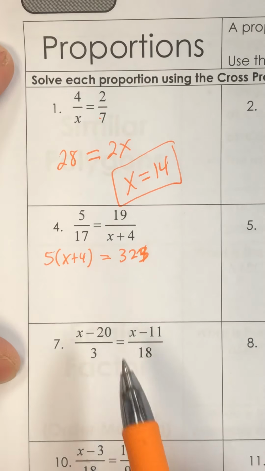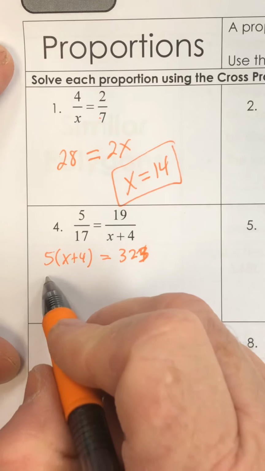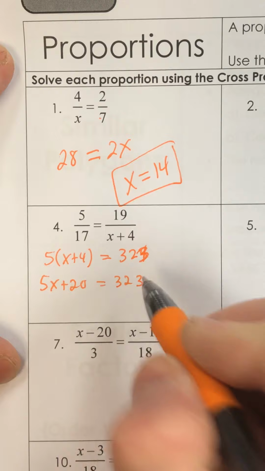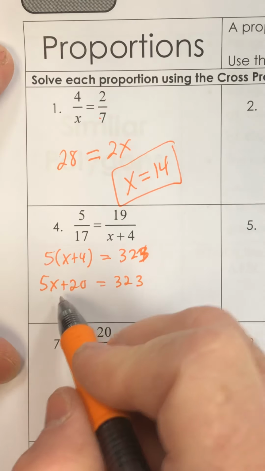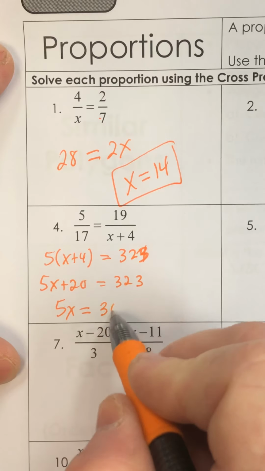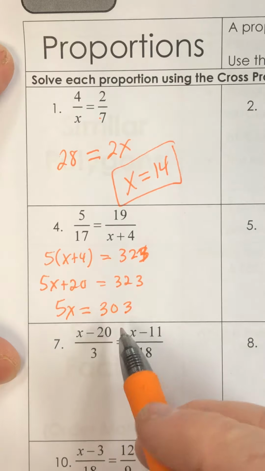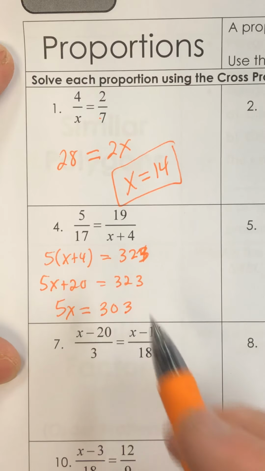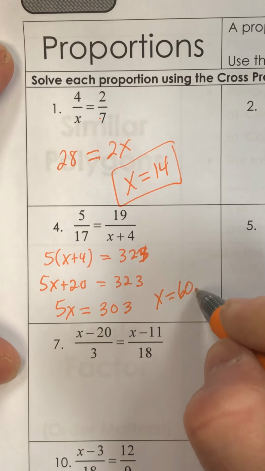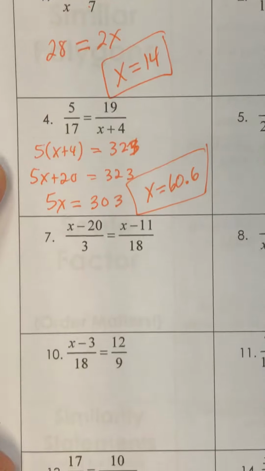Okay. So 5 times the x plus 4, you got to distribute it through. 5x plus 20 equals 323. Subtract 20. 5x is going to equal 303. And so that's not going to divide nice and neat, but oh well. Divide 303 by 5, x is going to equal 60.6. Okay, number 7.